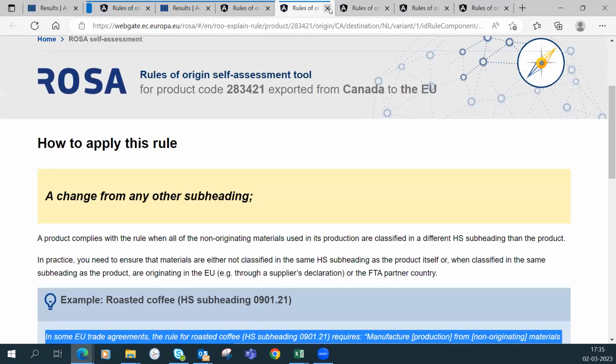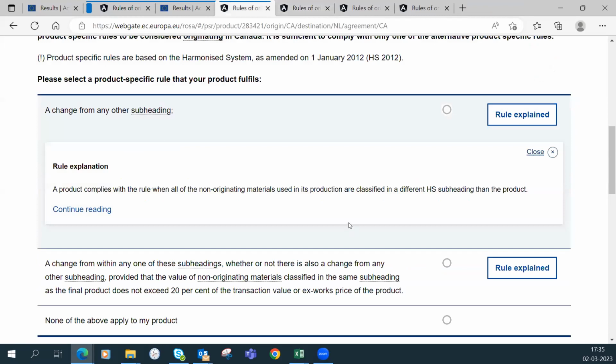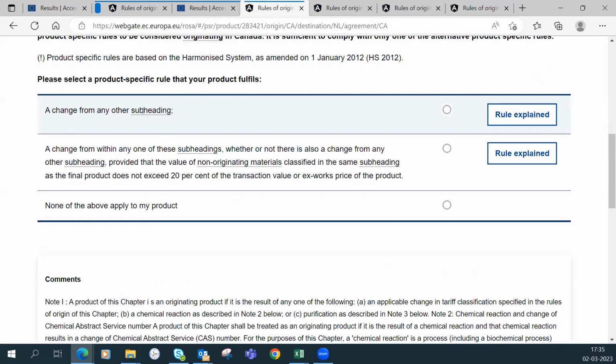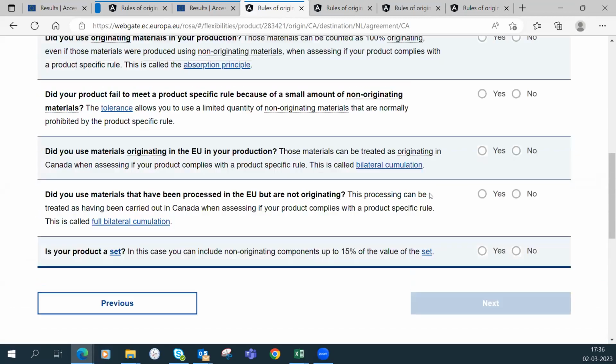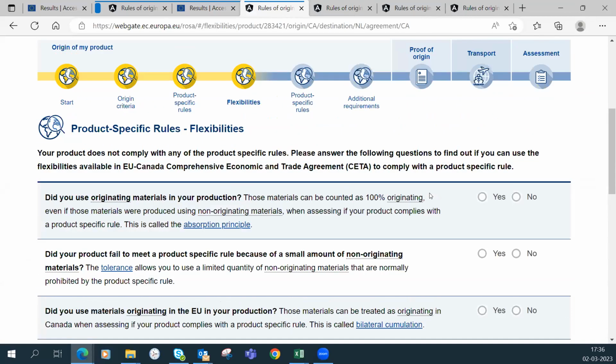So let's imagine that despite the fact that there is an alternative rule, my product still does not comply with the product specific rule. And then I go to what we call flexibility. In each agreement, you have to check if your product complies with the product specific rule, but some flexibility also exists to comply with it.